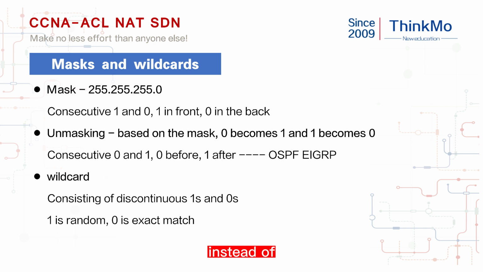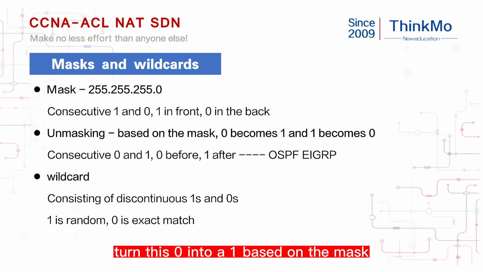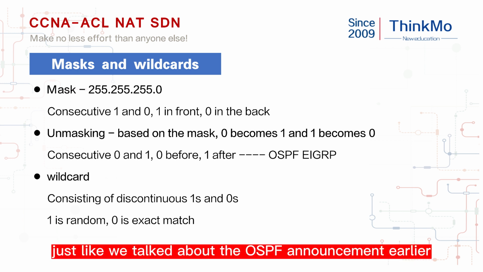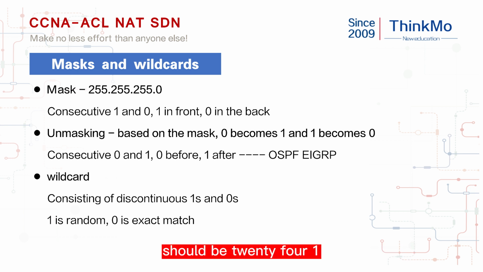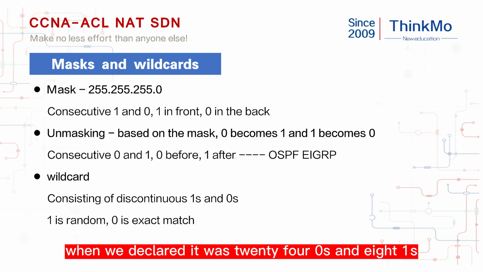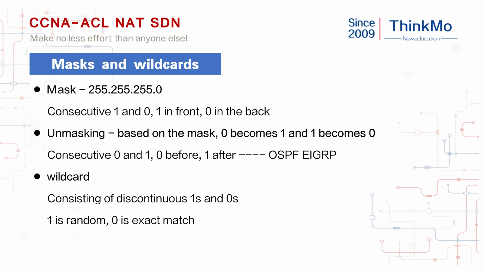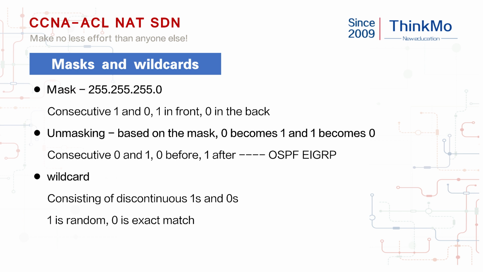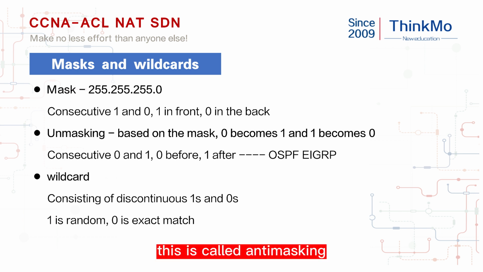11110000 instead of 110101. Then the anti-mask we said before is, based on the mask, turning 0 into 1 and 1 into 0. Just like we talked about with the OSPF announcement earlier. The original 24-bit mask declares a network segment. It should be 24 ones, then 8 zeros. When we declared it, it was 24 zeros and 8 ones. Its anti-mask is composed of consecutive 0s and 1s, and they cannot be out of order. It must have 0s first, then 1s. This is called anti-masking.